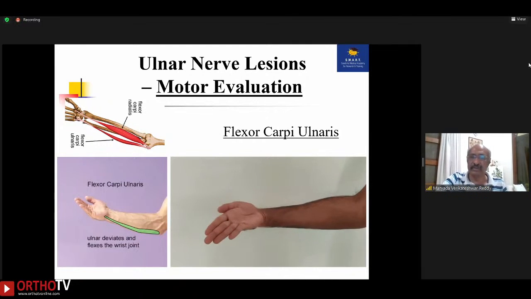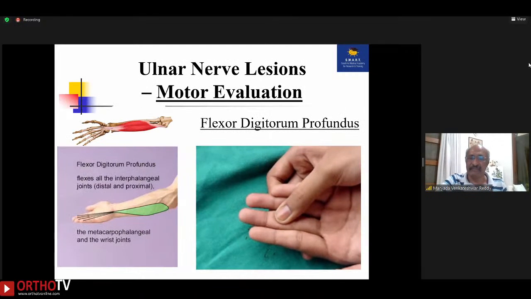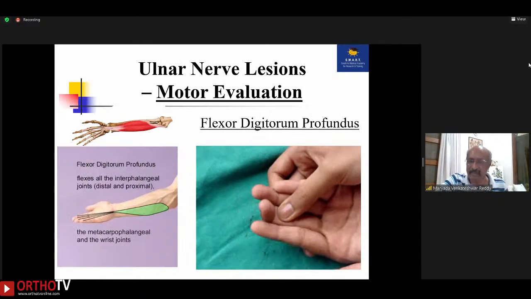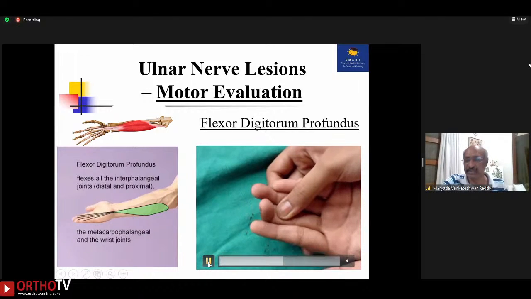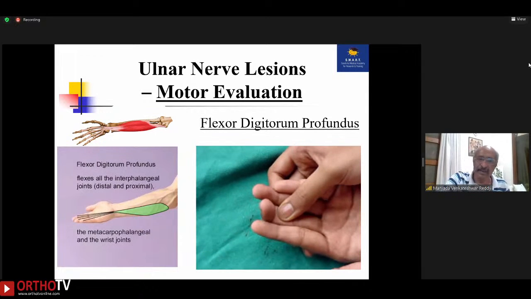The next muscle, if we are asked to demonstrate, is FDP. The easiest way to examine FDP is you stabilize the PIP joint and ask the patient to flex only the distal interphalangeal joint. So this is the correct way to do FDP.